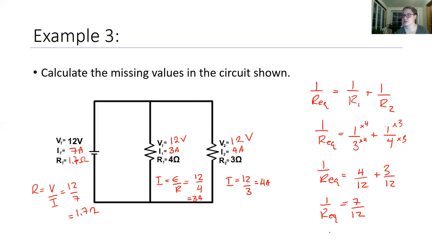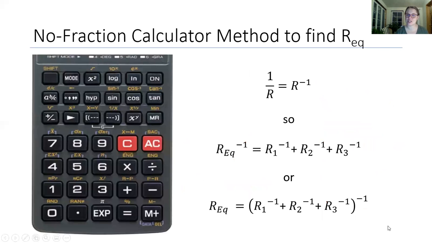And this is where you do your flip. So our equivalent resistance is going to be equal to 12 over 7, which gives us, again, 1.7 ohms. So both versions give us the same value, so that means we do know what we're doing calculating. We're good. Now, the last piece I'm going to do with you is tell you how I can do this in my calculator a little bit easier.